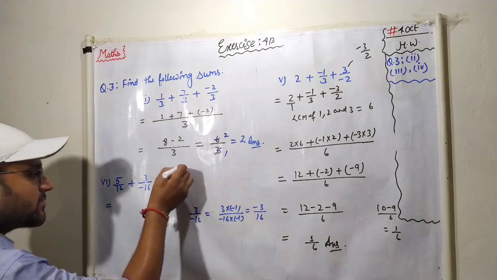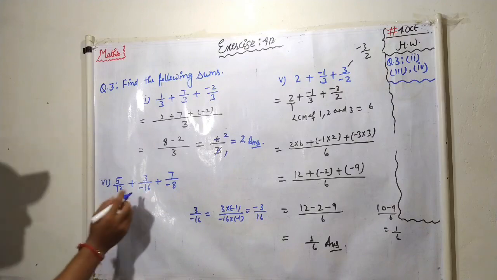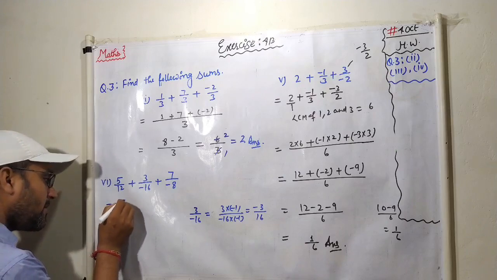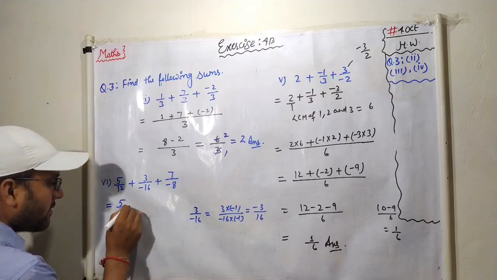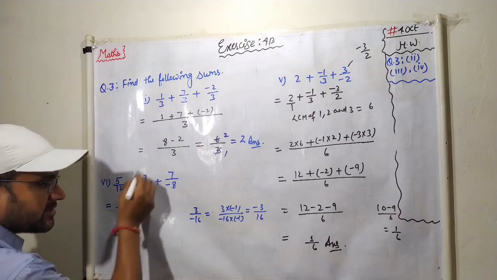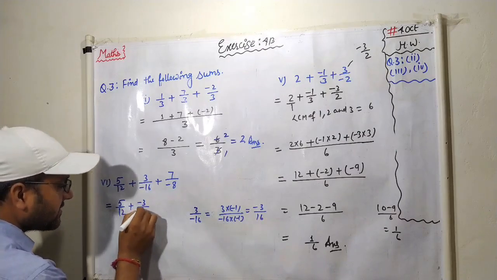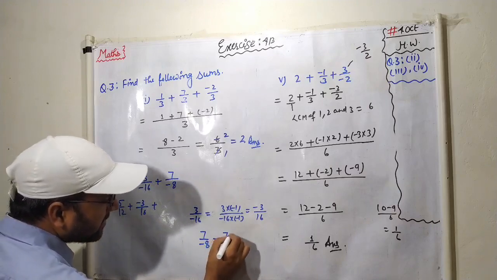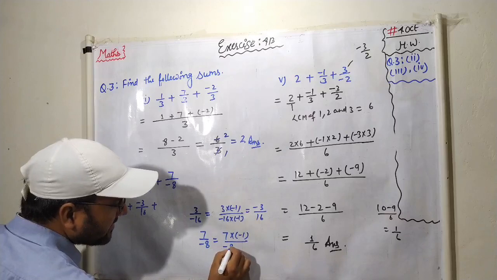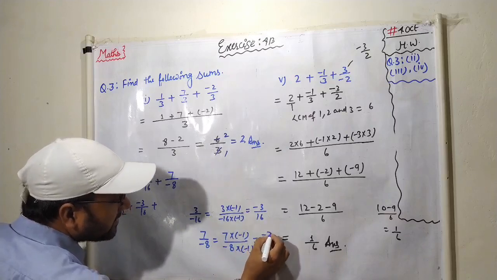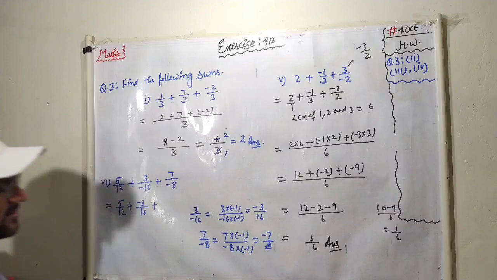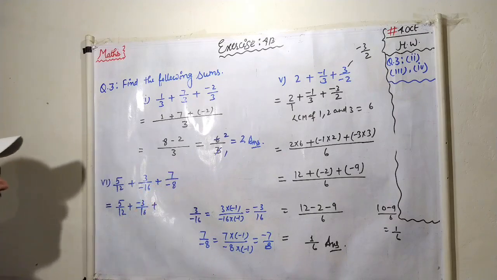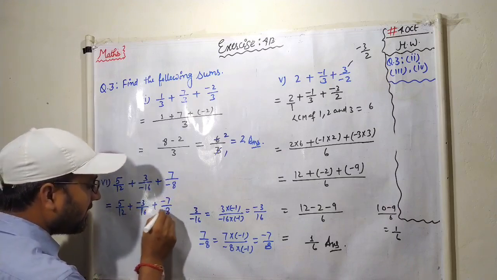Same as it is, you will do with this one also. So your first aim is to change the denominator into a positive denominator. Okay, so 5 upon 12 plus, change this into minus 3 upon 16, plus this one, 7 upon minus 8. Here 7 is multiplied by minus 1, and minus 8 is multiplied by minus 1. You will get minus 7 and plus 8. So in place of 7 upon minus 8, you will write minus 7 upon 8, students.